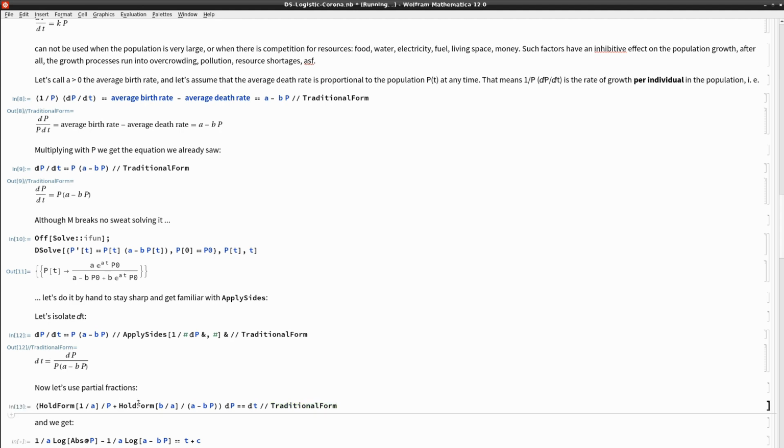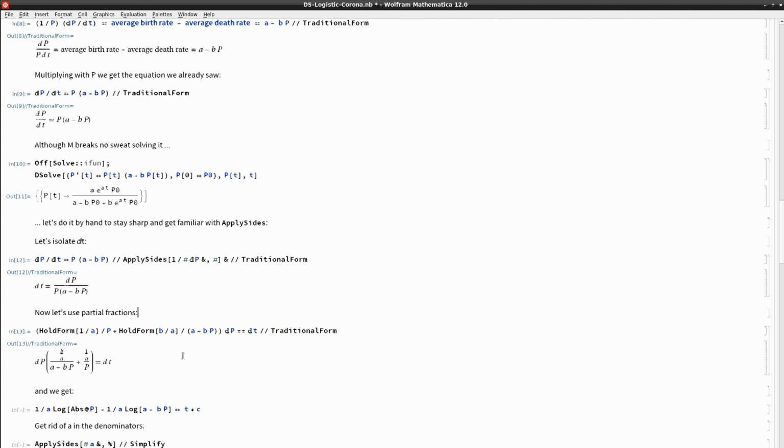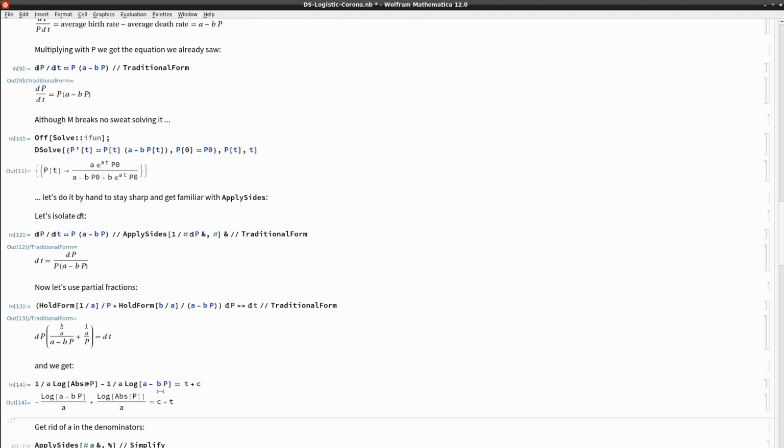Next, let's set up the right hand side as partial fractions. So P times A minus BP, we set up A minus BP on one denominator and P on the other, right? And then we have to cross multiply. You remember how partial fractions work. And after this, we get this equation after an integration step.